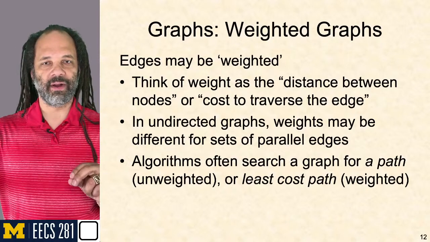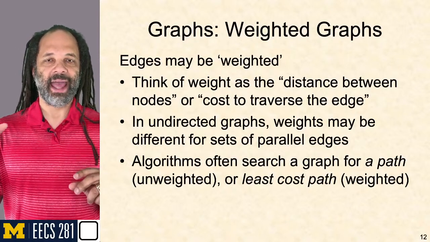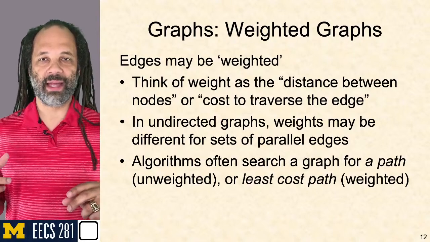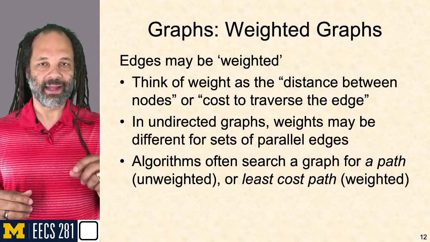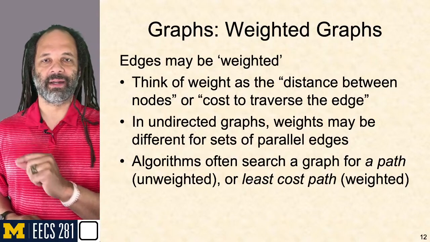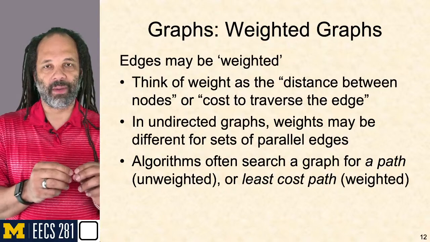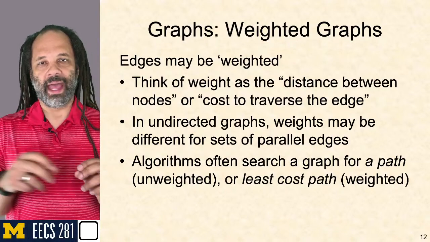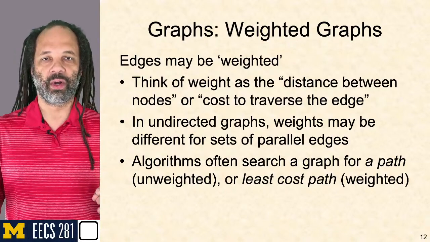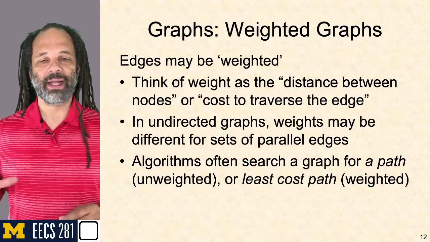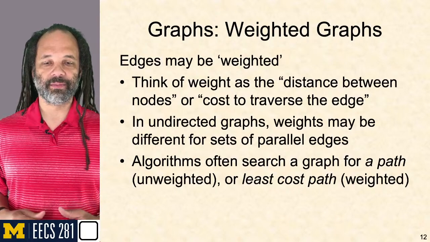It's the same two vertices, but different paths, and as such, I might have a different weight associated with parallel edges. Because I can say if I take the highway, I can get there in this amount of time, but if I take the surface roads, I'm going to get there in that amount of time. Or the highway trip is longer and the surface roads is shorter. So it's possible to have, in undirected graphs, these weights that are different for parallel edges.